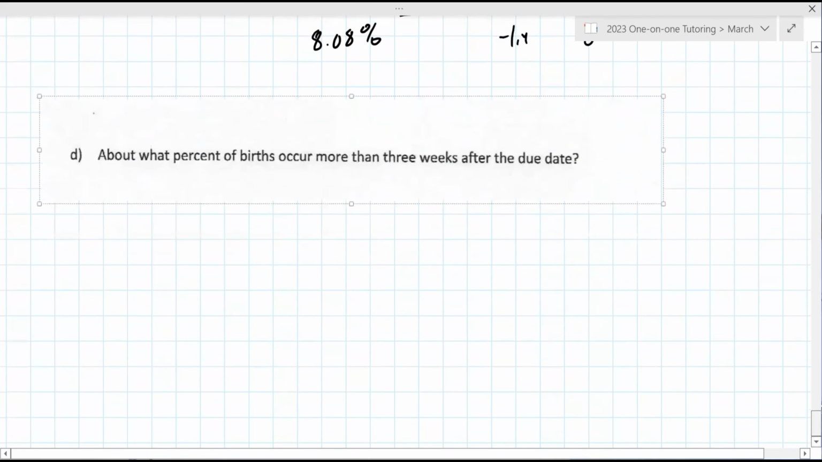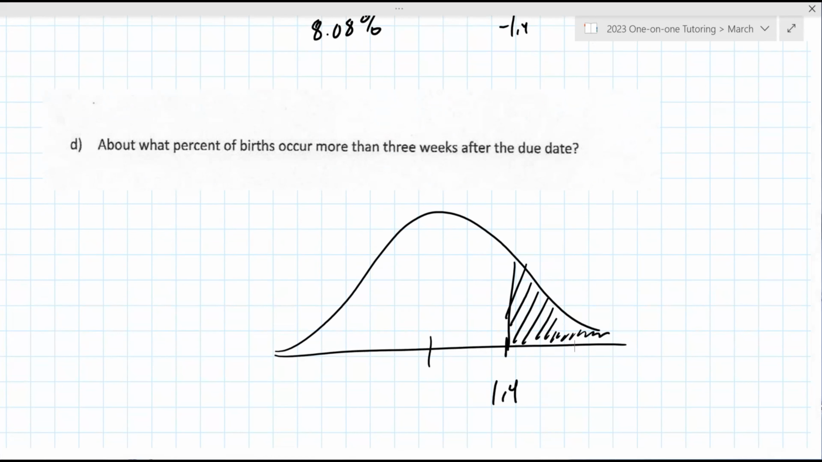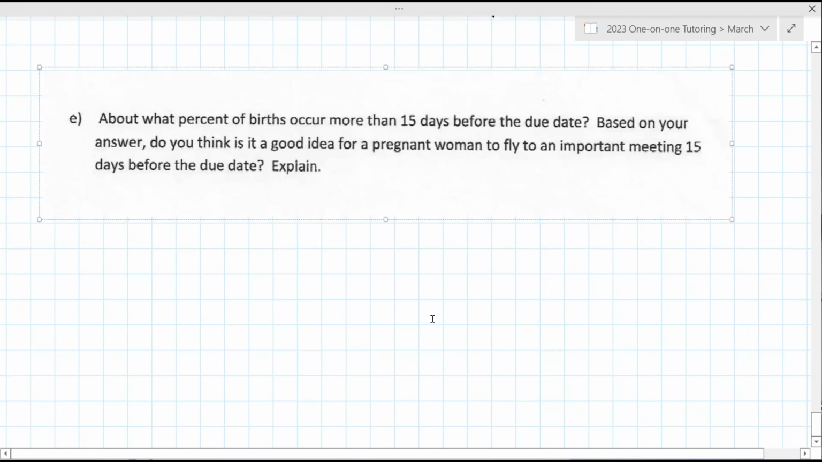In terms of what's going on there, this time instead of being -1.4, it's positive 1.4. And this is where I'm not sure, because I would think there's some health risks if you wait that long. But this is also 8.08%. So maybe this is where the math and the science don't always intersect, or the health of the child, maybe we don't want to wait. I don't really know. I'm not a doctor. I don't play one on TV.